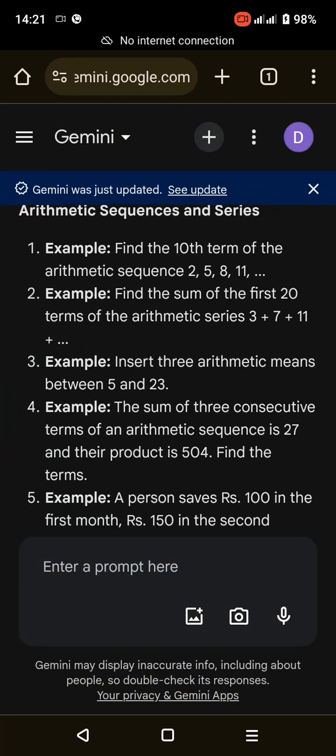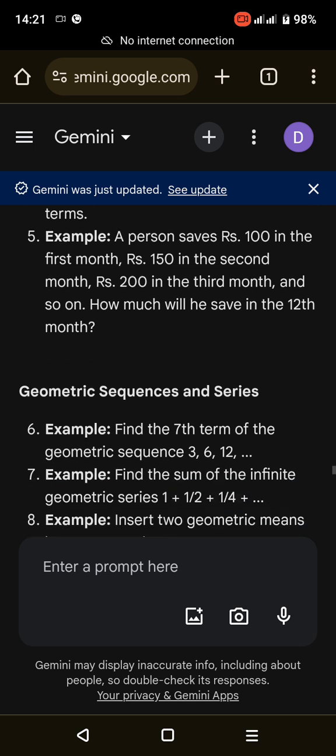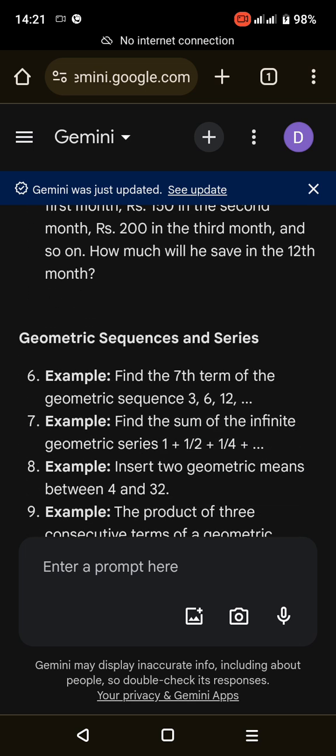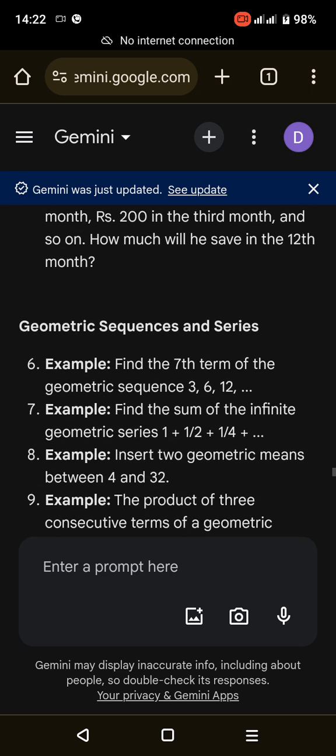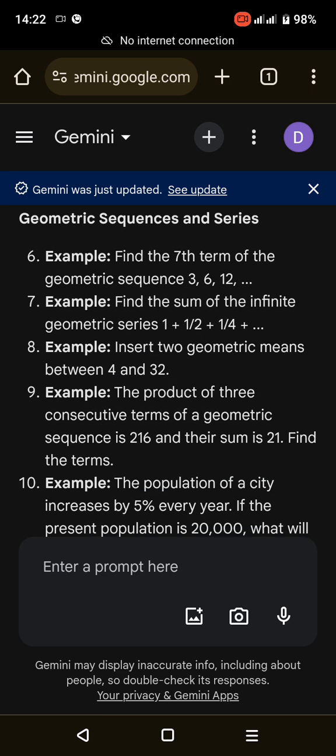4. Sequences can be finite or infinite. 5. Series can be finite or infinite. 6. The nth term of a sequence is denoted by a_n or t_n.